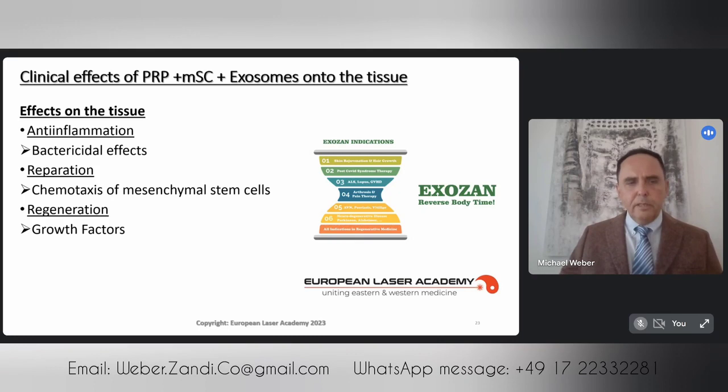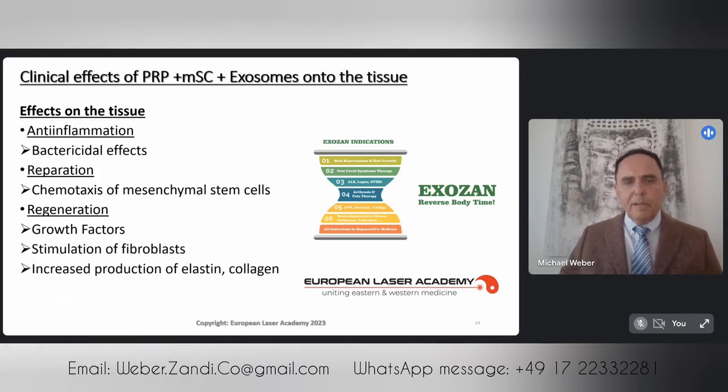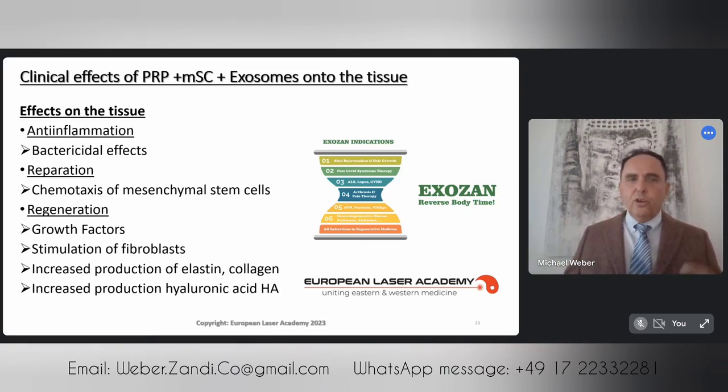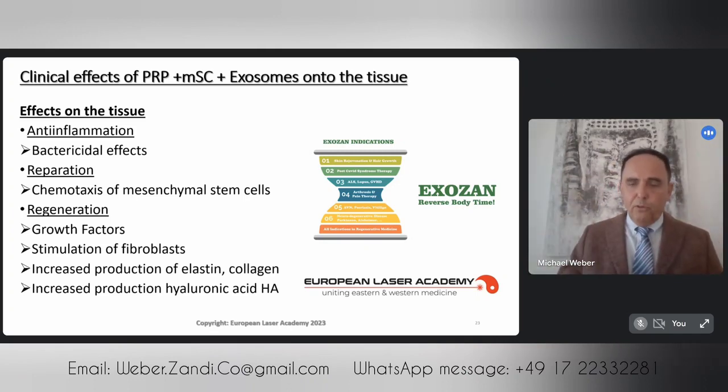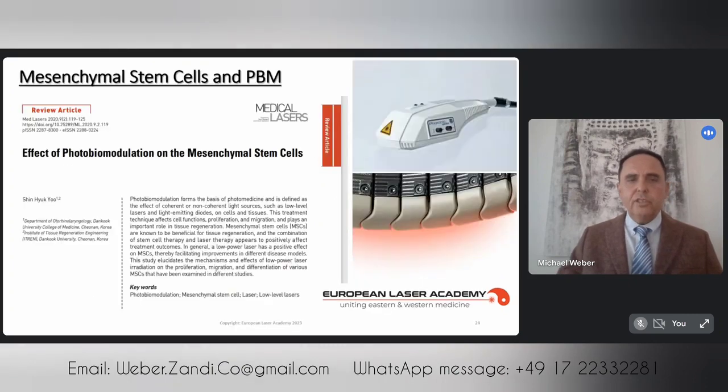We have the capacity of regeneration, so we have growth factors, we can stimulate fibroblasts and many others. We can increase the production of elastin and collagen. We can induce production of hyaluronic acid. So the combination of stem cells, exosomes, PRP, and laser gives a huge variety, as I said before, from head to bottom, for medical indications.